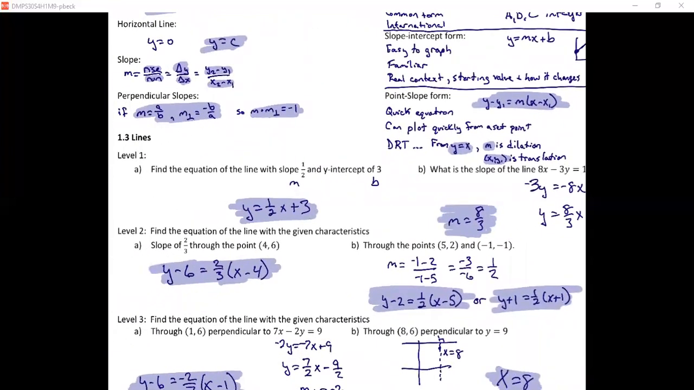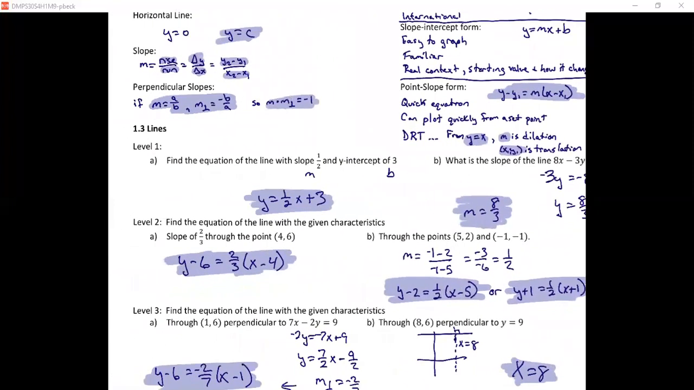A couple of skill problems. Find the equation of the line with slope 1/2 and the y-intercept of 3. As you're taking a look at this, the big thing is, what piece of information can you pull from the problem? It's pretty straightforward. Your slope is 1/2 and your y-intercept is 3. Which form seems to make the most sense? Point-slope form, which is why we're using it right here.